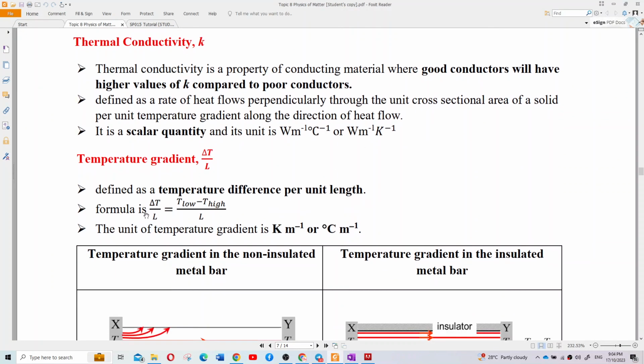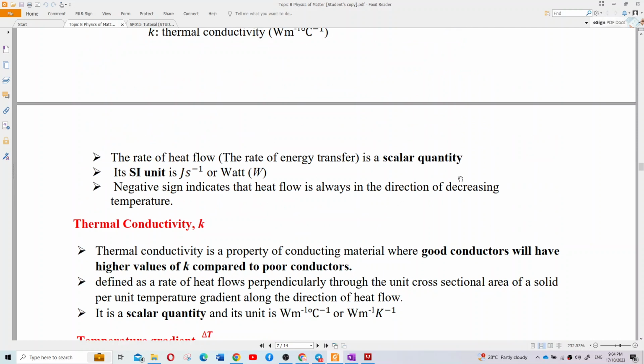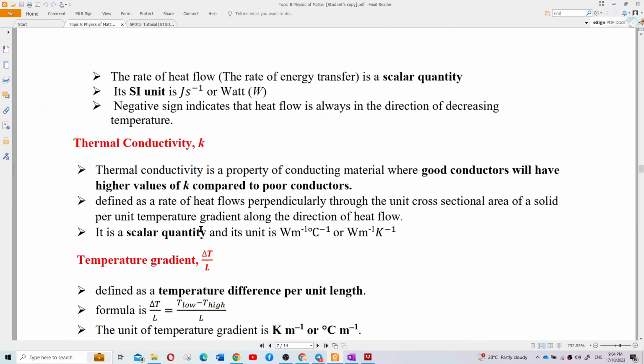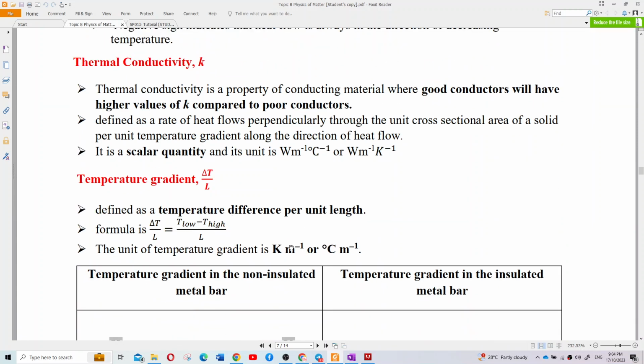So see, delta T over L is low minus high because it's final minus initial. Final is always the low temperature because heat always flows from high to low. Heat always flows in the direction of decreasing temperature.